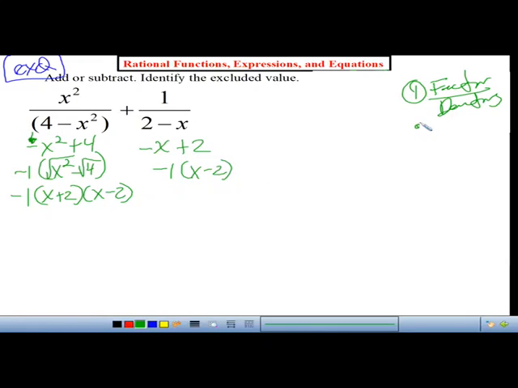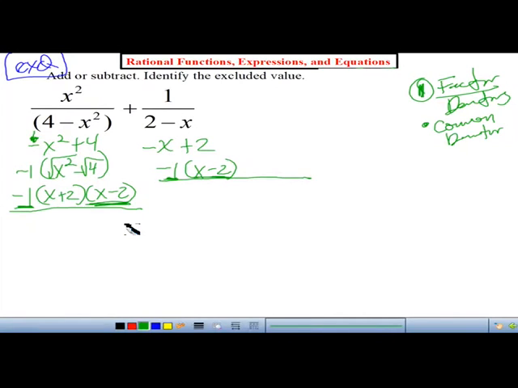So for step 1, we factored completely the denominators, but then we need to identify the common denominator. So what's the same here and here, guys? The -1 and the x minus 2. So what's missing? X plus 2. Yeah, on this side, we're missing the x plus 2. And whatever we do to the denominator, we do to the numerator. All right, so we're done with step 1.